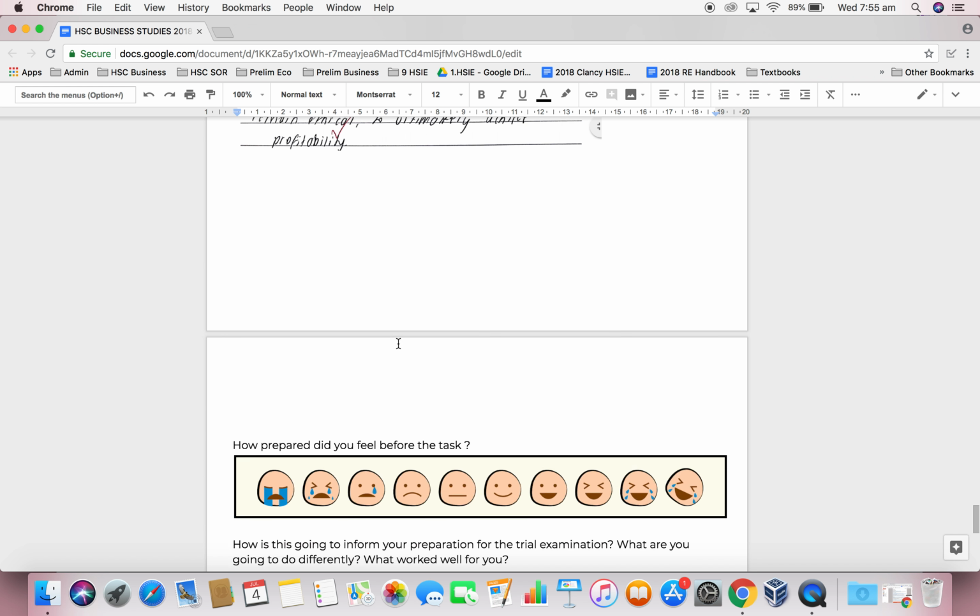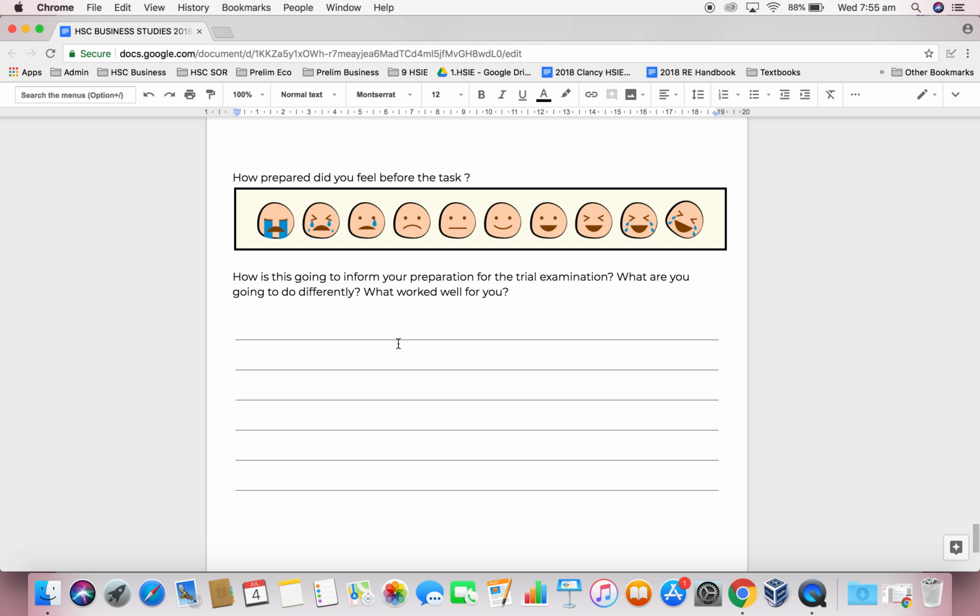So what I want you to think about now is how prepared did you feel before the task? Were you walking in happy and ready to go, or were you walking in quite worried? And what I want you to think about is, if you are from this person down, how are you going to change this for the trial? What are you going to do differently, or what are you going to continue to do because it worked well?